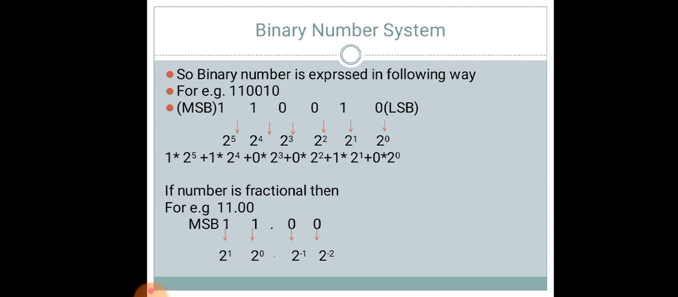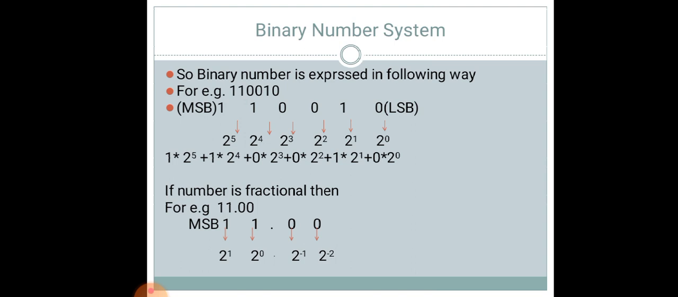So LSB 0 has weight 2 raised to 0, then 1 has 2 raised to 1, again 0 has 2 raised to 2, again 0 has 2 raised to 3, 1 has 2 raised to 4, and the final one has 2 raised to 5. So you can see that the weights increase from right to left with the base of 2. Now you have to add each bit with its weight. So the addition is written like 1 into 2 raised to 5 plus 1 into 2 raised to 4 plus 0 into 2 raised to 3 plus 0 into 2 raised to 2 plus 1 into 2 raised to 1 plus 0 into 2 raised to 0, right?